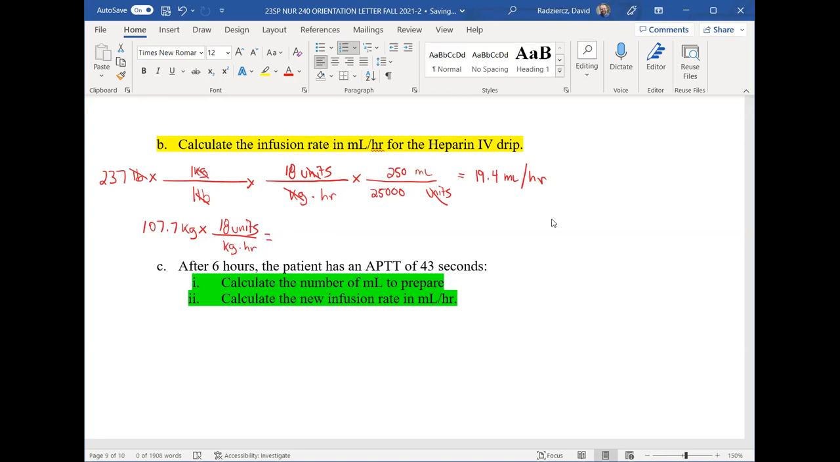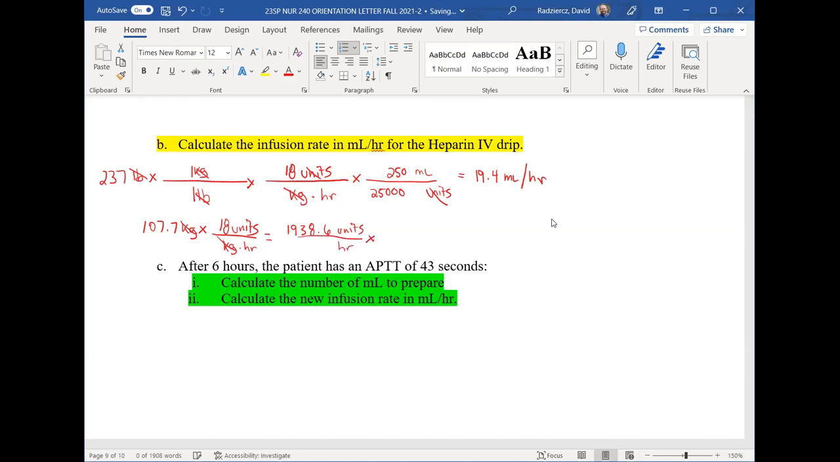Like I said, this should be about the same. That's why I'm doing this a couple different ways. And you get 1938.6 units. Again, I don't want units per hour. I want milliliters per hour.